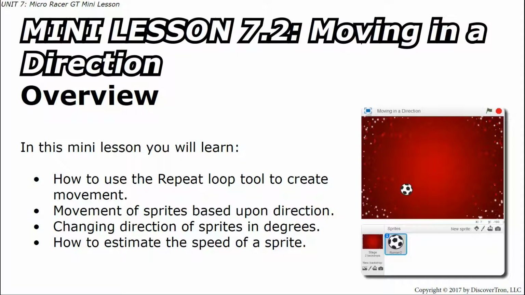We're also going to learn how the movement of sprites is based upon direction. So you'll learn how to point the sprites in multiple directions, and then how to change the directions for the sprites, and also how to estimate the speed of a sprite.